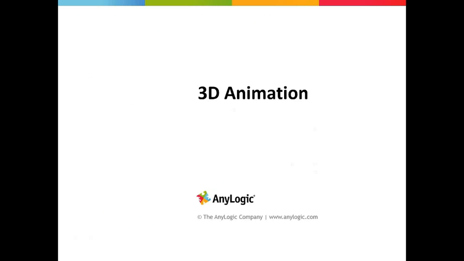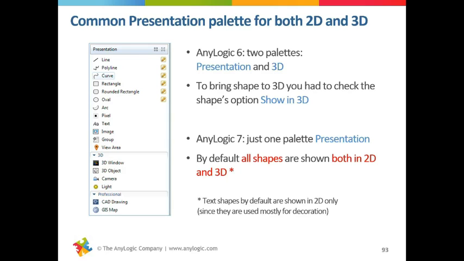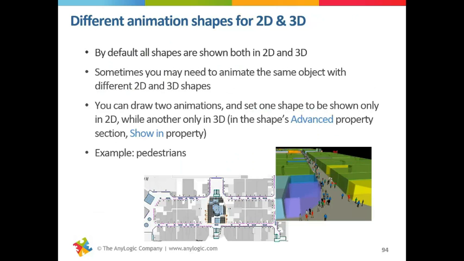3D animation. AnyLogic 6 had both a presentation palette for 2D and a 3D palette for 3D. AnyLogic 7 has one presentation palette in which shapes default to both 2D and 3D. Text defaults, however, are still 2D only. You can also use different shapes to represent the same object in the 2D versus 3D views.